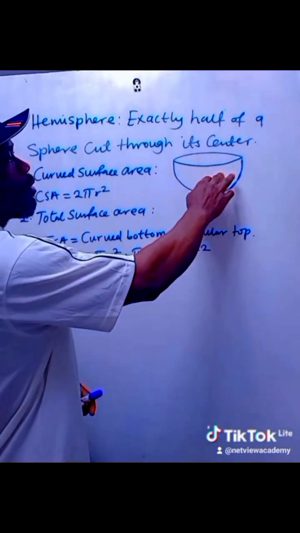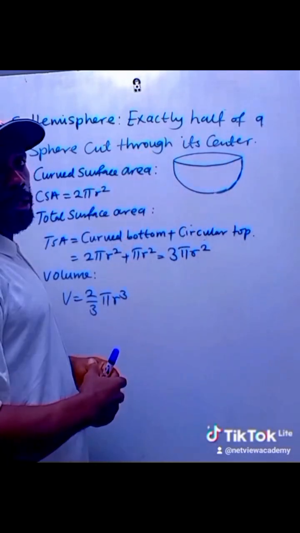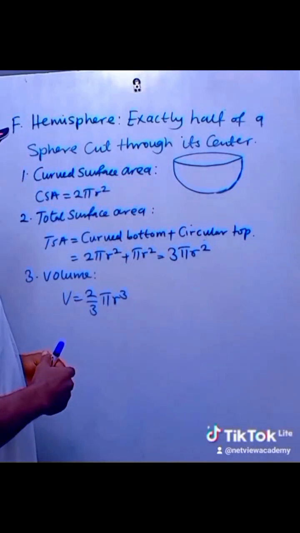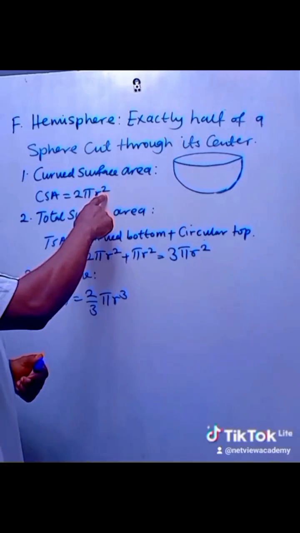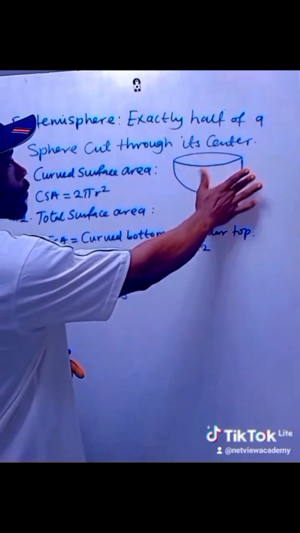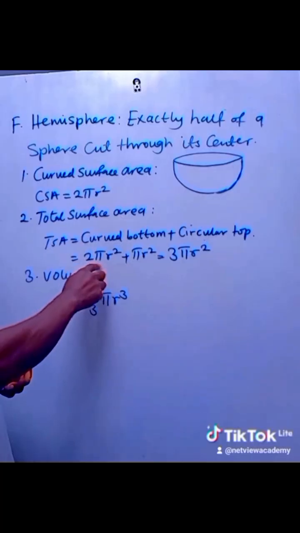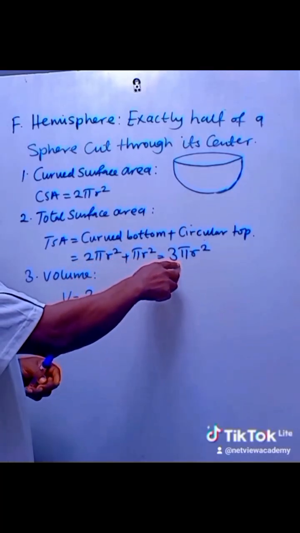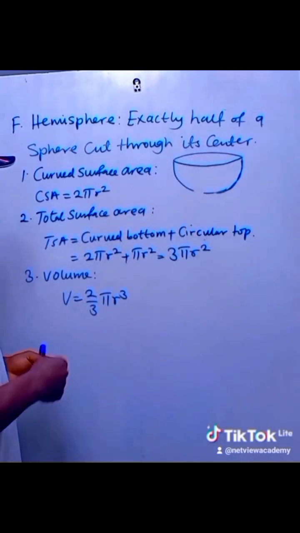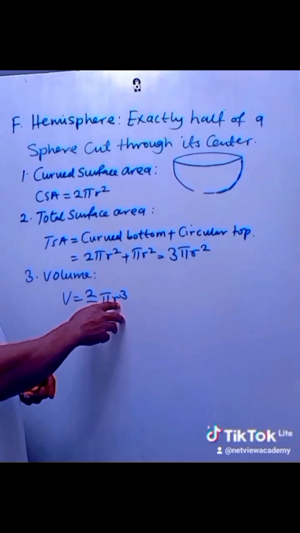A hemisphere is a three-dimensional shape that is exactly half of a sphere cut through its center. So this is the diagram of a hemisphere. It is a sphere cut through its center. In other words, half of a sphere. The curved surface area of a hemisphere is equal to 2 pi r squared. The total surface area of a hemisphere is equal to the curved surface area plus the circular surface area, which is equal to 2 pi r squared plus pi r squared, which is equal to 3 pi r squared. The volume of a hemisphere is equal to 2 all over 3 multiplied by pi r cubed.